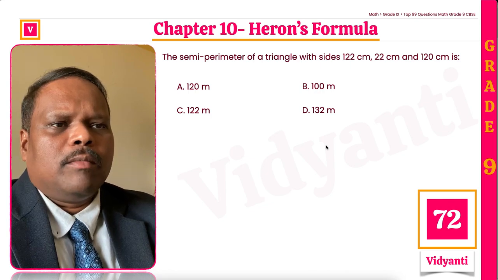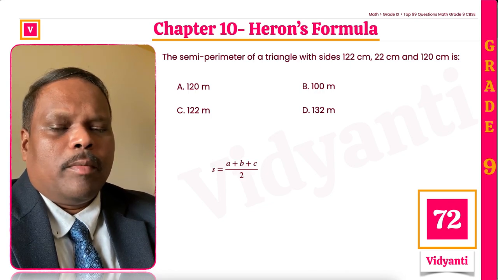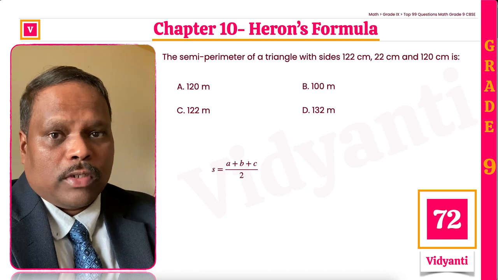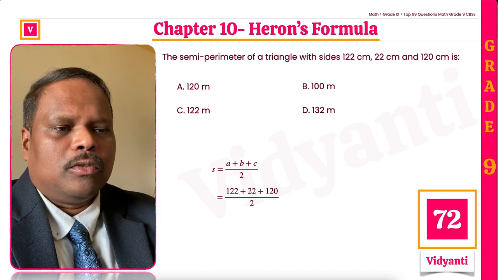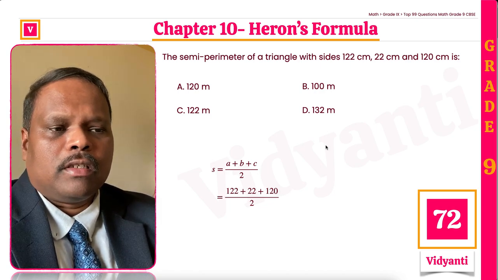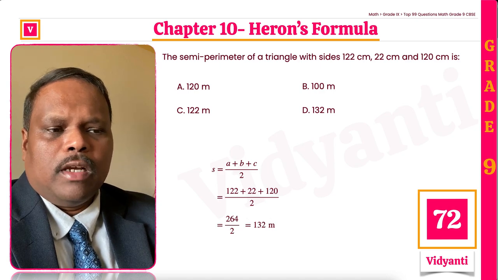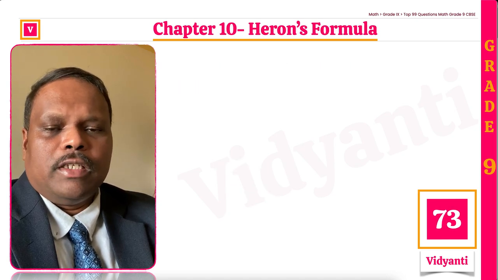Heron's formula: semi-perimeter of a triangle. Semi-perimeter is addition of all three sides divided by 2. So it will be 122 plus 22 plus 120 divided by 2. So that will be 132. Option D is the correct answer.